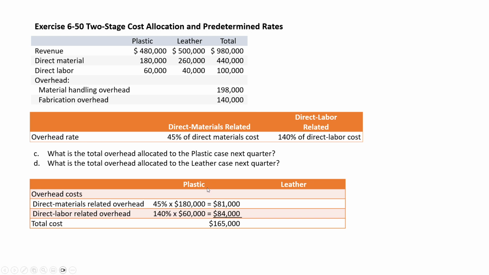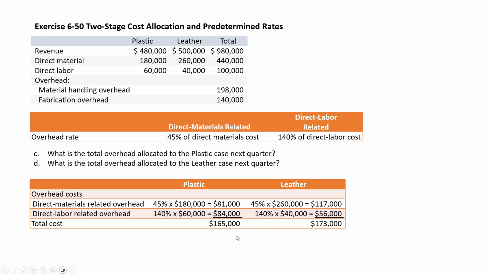So for plastic, to apply our material handling, we're going to take our direct material cost of $180,000 times our overhead rate of 45% and apply $81,000 of direct material related or material handling overhead to plastic. For our fabrication or direct labor related overhead, we're going to take that rate of 140% and multiply it times our direct labor cost for plastic of $60,000, which is $84,000 of fabrication overhead. So $84,000 plus $81,000 is $165,000 total of overhead applied to plastic.